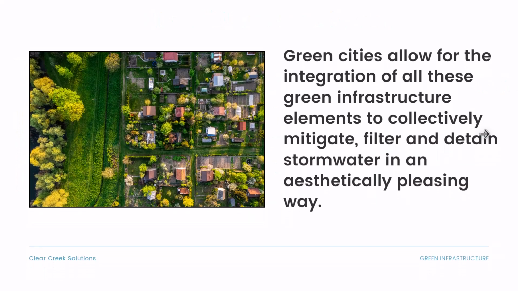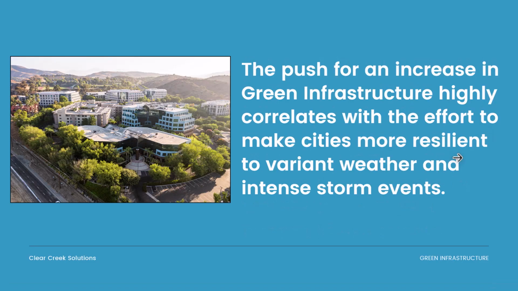So green cities allow for the integration of all these green infrastructure elements to collectively mitigate, filter, and detain stormwater in an aesthetically pleasing way instead of using synthetic elements. The push for an increase in green infrastructure highly correlates with the effort to make cities more resilient to variable weather and intense storm events. As opposed to being very rigid, we now have a lot of flexibility when it comes to various stormwater events.